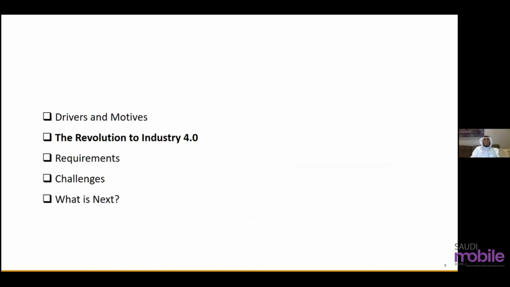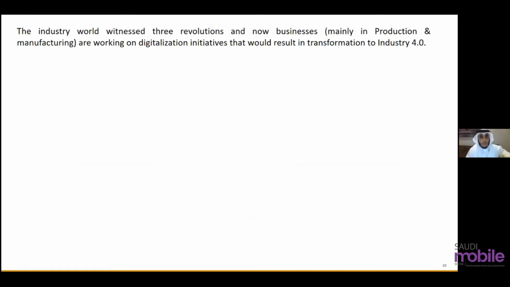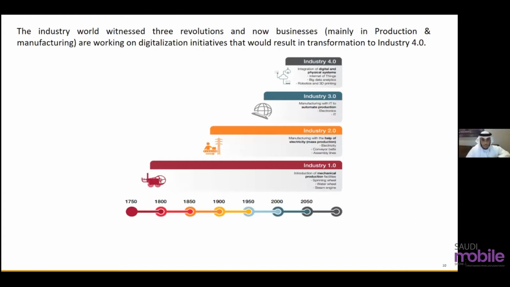So talking about the history a little bit, about the revolution of Industry 4. The industry world witnessed three revolutions, and now businesses, mainly in production and manufacturing, are working towards digitalizing initiatives that would lead us to the full transformation to the fourth industrial revolution. See that the first revolution, which was merely related to mechanical production, started in 1750, or the 18th century. Then it moved towards Industry 2 with the enablement of electricity. Then the current one, Industry 3, with IT aid and support and electronics.